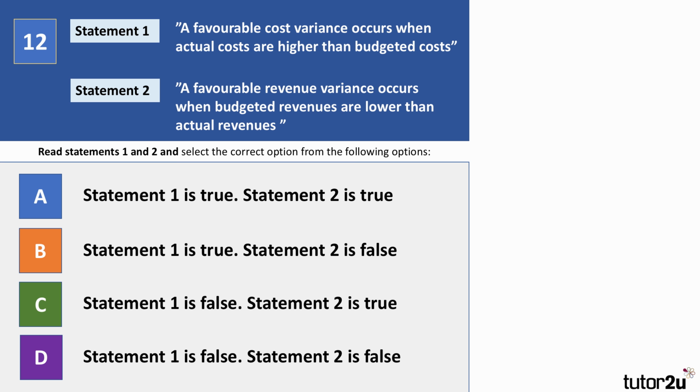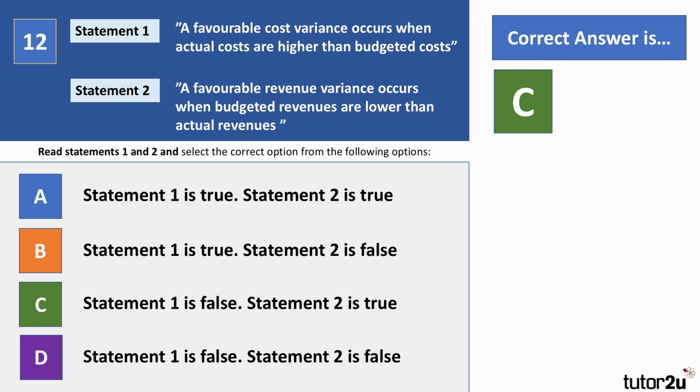What about statement 2? Well, we're told that budgeted revenues are lower than actual. Tricky. Turn it round. That means that actual revenues are higher than budget. And if actual revenues are higher than budget, that must be good news, which means that it's a favourable revenue variance. So statement 2 is true. Therefore, the answer is C.